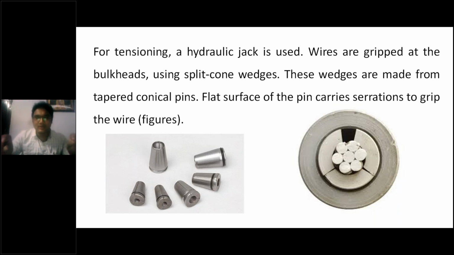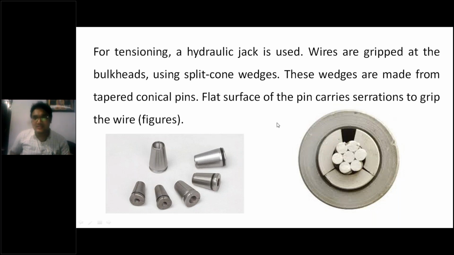What does prismatic mean? Having the same cross section throughout the length. Such members are called prismatic members, meaning uniform cross section. Conical shape means one end will have less diameter and the other end will have more diameter. That is how the wedges are made up of conical pins.